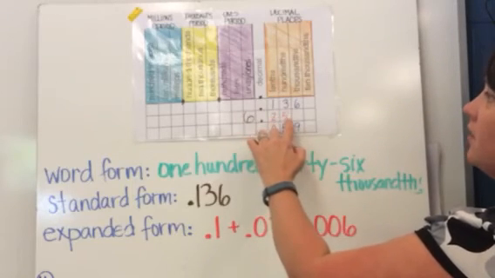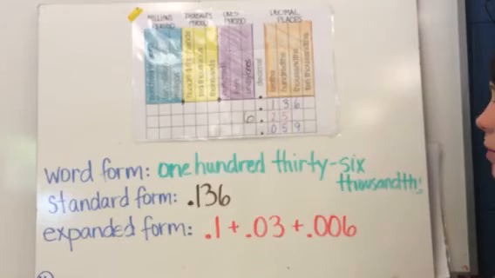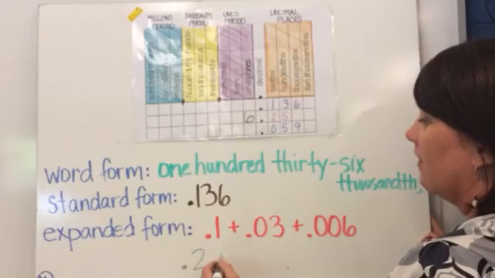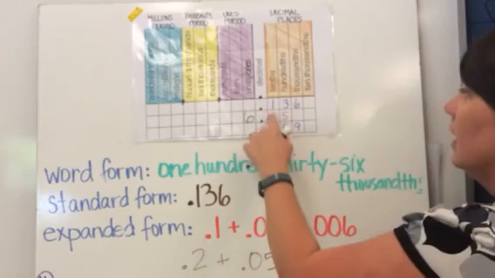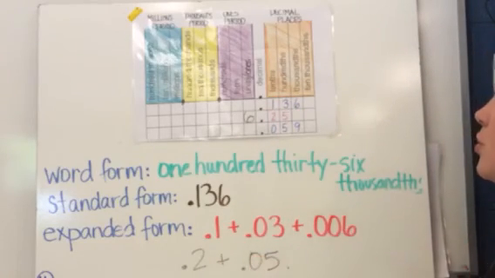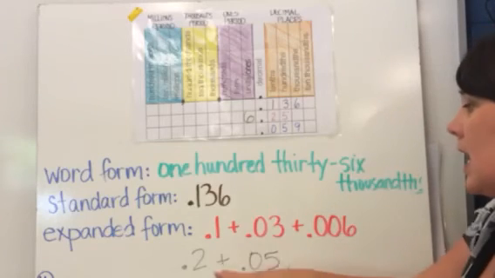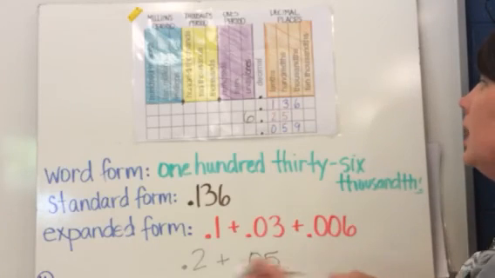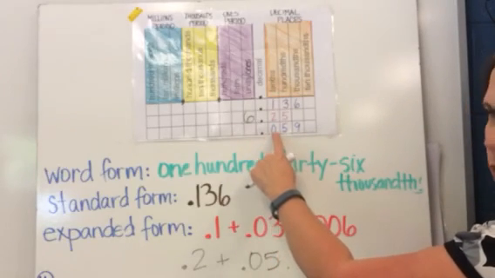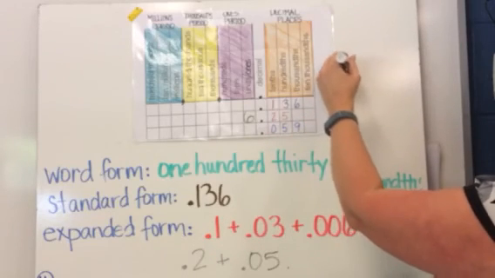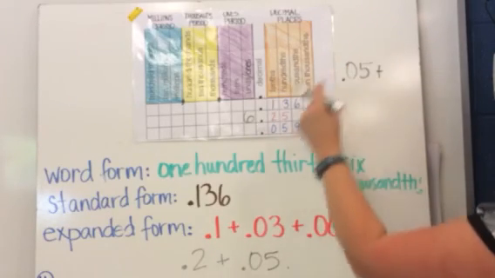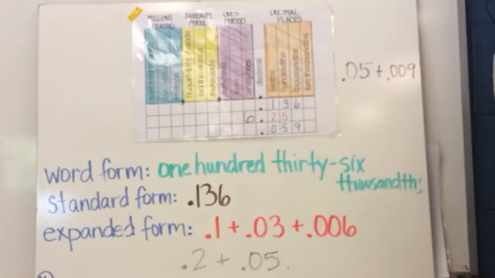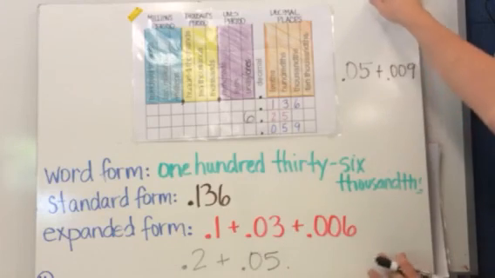If I wanted to write 25 hundredths in expanded form, I would say, well, there are 2 tenths, and there are 5 hundredths. And so that's how I would write 25 hundredths in expanded form. And if I were to write this one in expanded form, there are 0 tenths, so I don't need to write that. There are 5 hundredths, so it would be 0.05 plus, and there are 9 thousandths, 0.009. That would be 59 thousandths in expanded form.